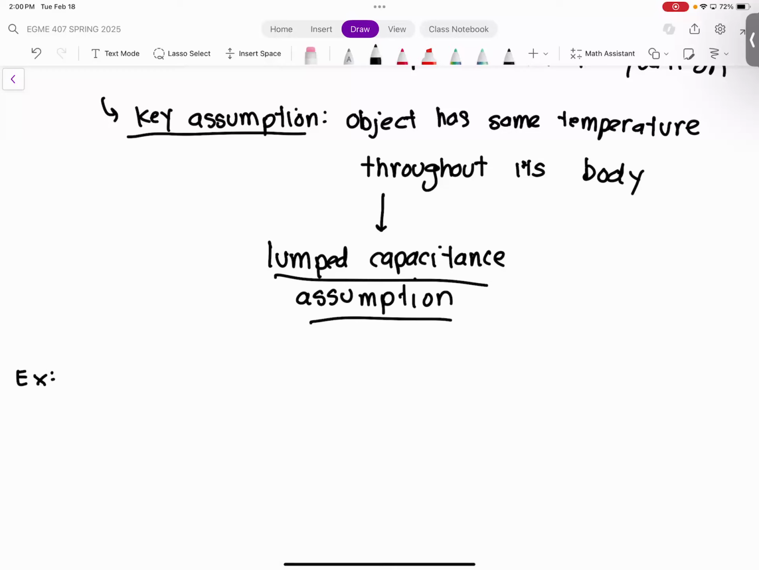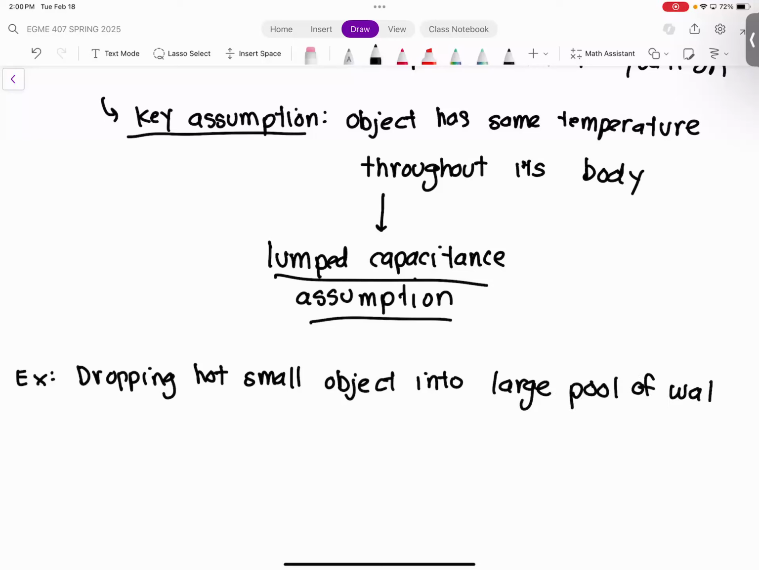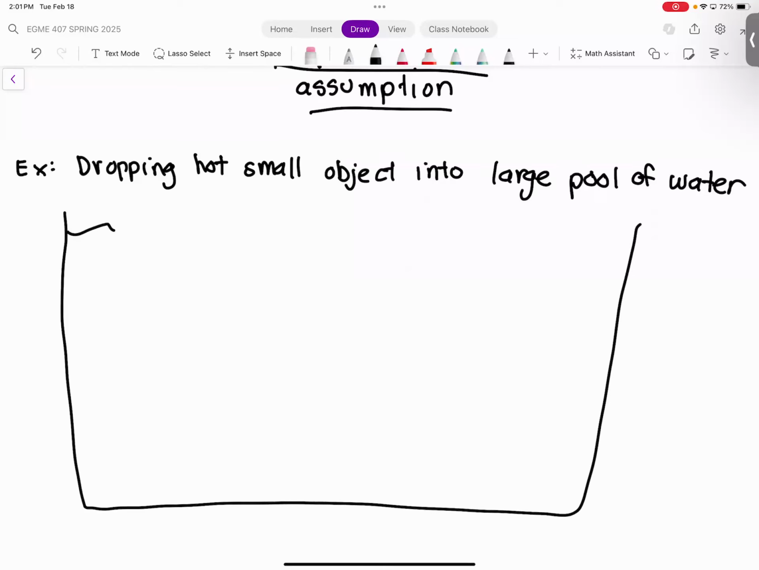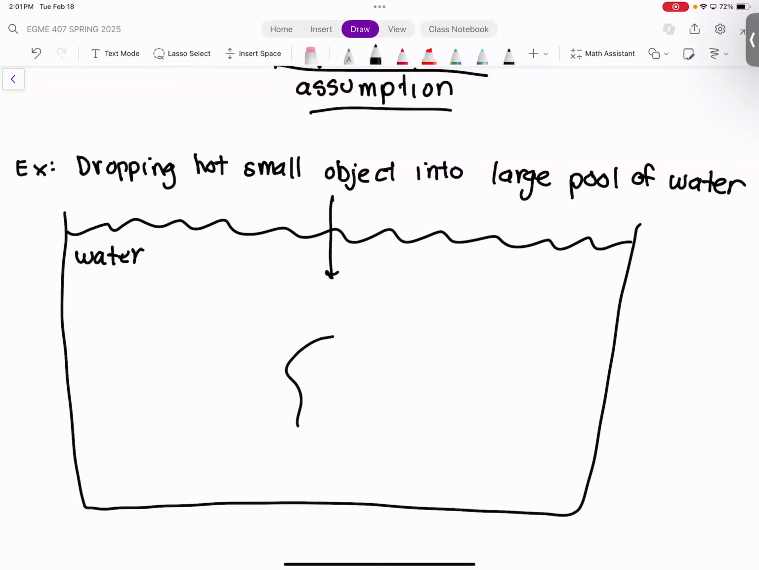The first situation that we're going to look at is dropping a hot piece of metal, an object that's at a very high temperature, into a very cool fluid. Okay. So let's say we have a big pool of water here. So this is filled with water. And let's say that we just dropped an object. The object can have any shape, but the point is for it to be small.